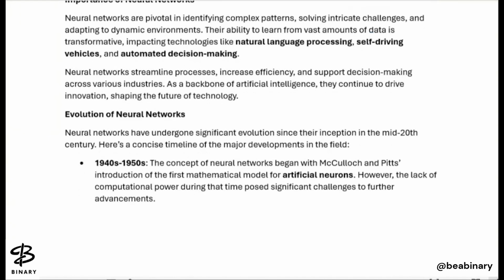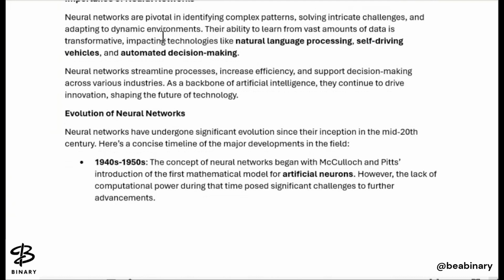So what is the importance of a neural network? Neural networks are pivotal in identifying complex patterns, solving intricate challenges, and adapting to a dynamic environment. Their ability to learn from vast amounts of data is transformative, impacting technologies like natural language processing, self-driving vehicles, and automated decision making. Neural networks streamline processes, increase efficiency, and support decision making across various industries. As a backbone of artificial intelligence, they continue to drive innovation, shaping the future of technology.